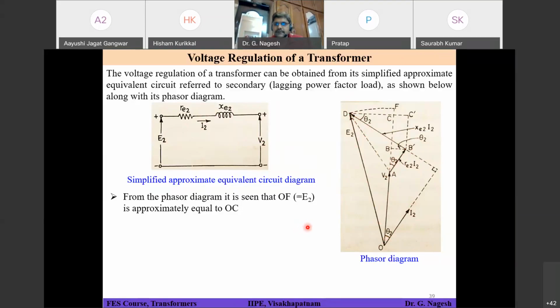Any doubt in this, or is the phasor diagram fine? No doubt, sir. You're able to hear me, right? Yes, sir. No doubt.